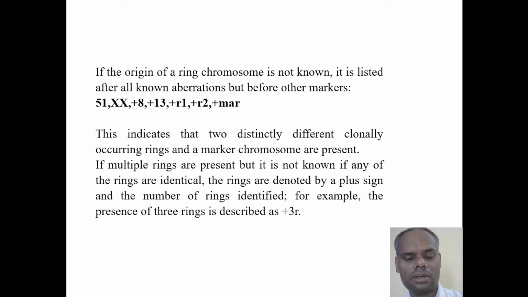For example, 51,XX,+8,+13,+r1,+r2,+mar indicates that two distinctly different clonally occurring rings and a marker chromosome are present. If multiple rings are present but it is not known if any of the rings are identical, the rings are denoted by a plus sign and the number of rings identified. For example, the presence of three rings is described as +3r.